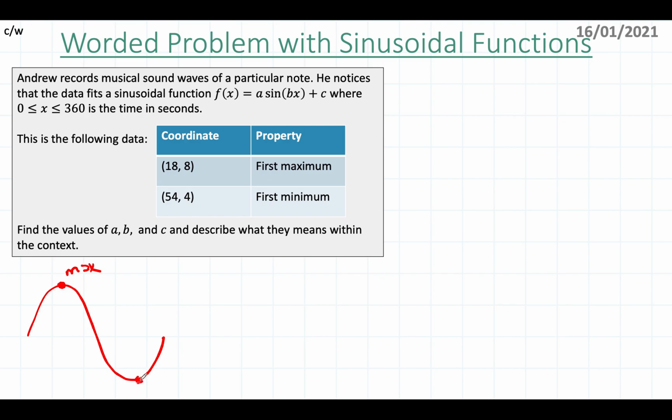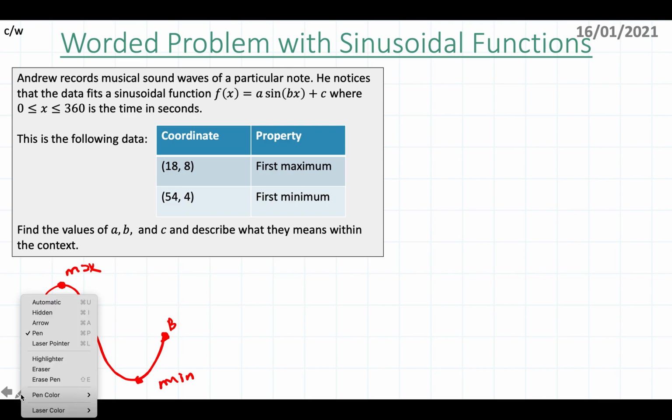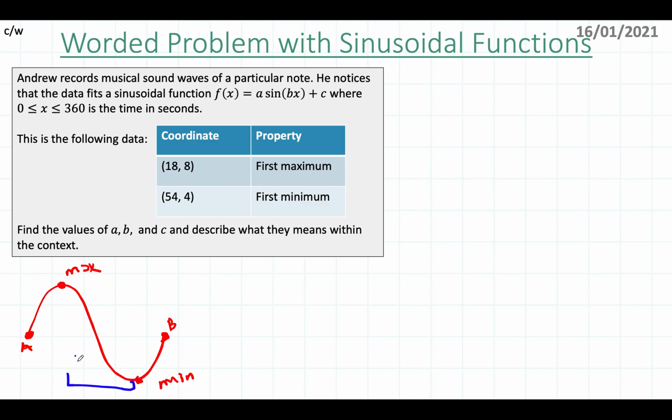If this is my maximum and my minimum, the whole distance from here to here, from the A to the B, capital A, capital B, is the whole period. But it means that the distance from the maximum to the minimum, so just from here to here, is half the period. Okay, so that's a good thing to note with my values.